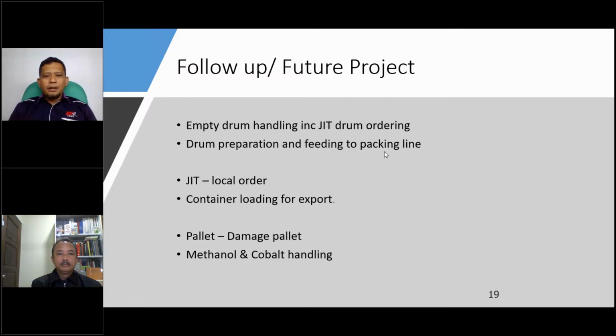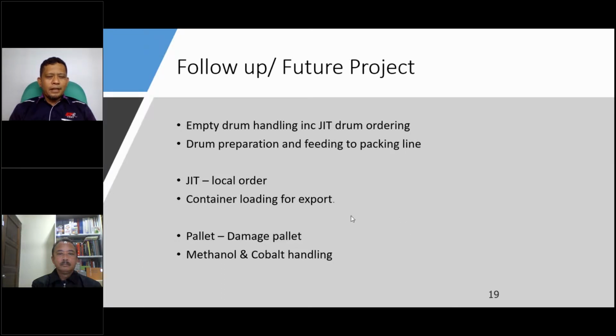And then drum preparation: because they have not yet got the quotation for a conveyor to bring the empty drum to the pipe, currently they still do it manually. So I told them this will be a future project: get the quotation and have a roller conveyor to fit the drum. And on their finished good, I found there is an opportunity for improvement as well.